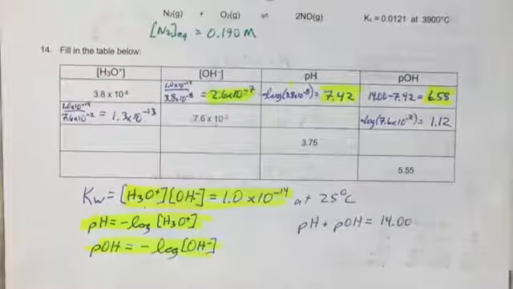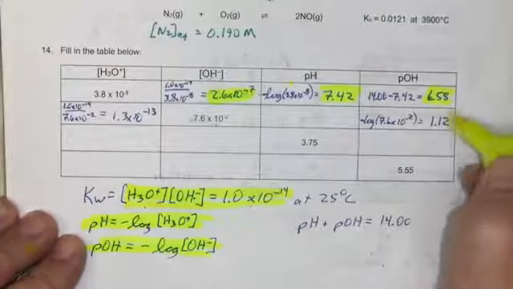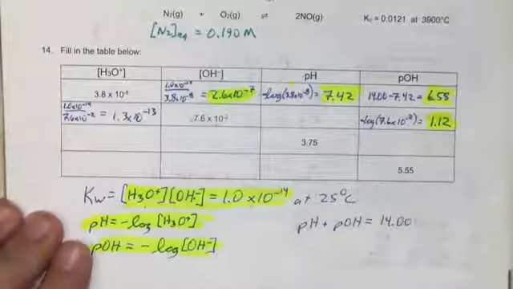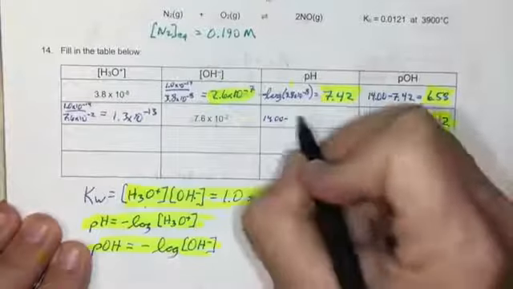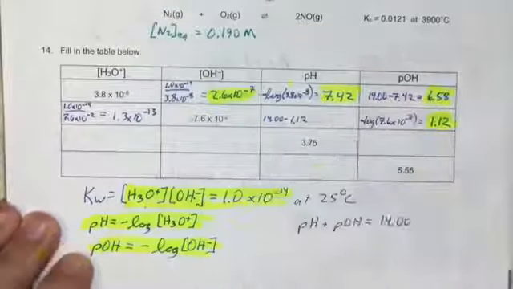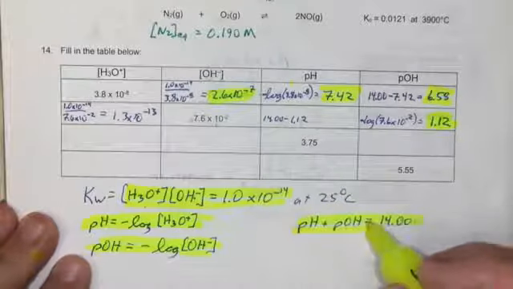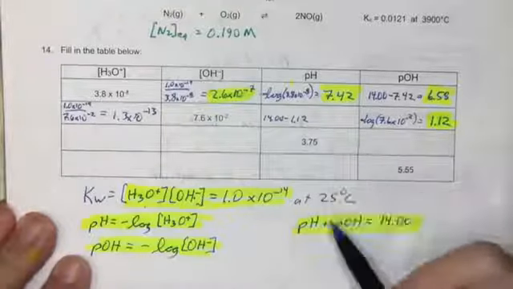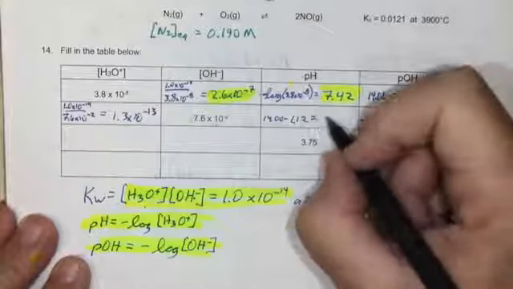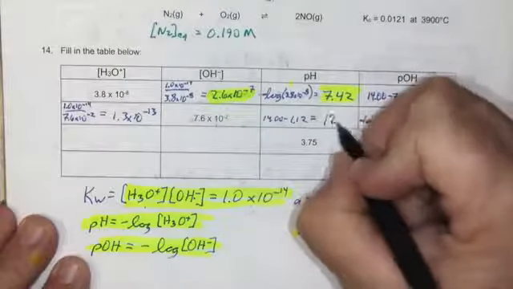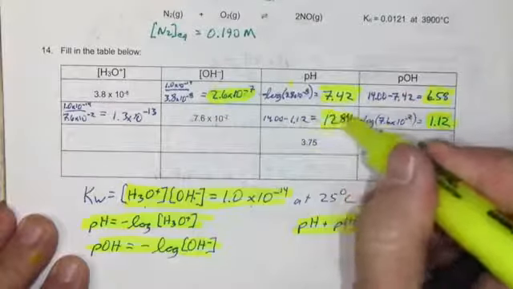Now, once you know the pOH, the easiest way to get the pH is to subtract pOH from 14. pH is 14 minus pOH, 1.12. pH plus pOH, this is the third relationship you need to know. pH plus pOH, they always add up to 14. So 14 minus pOH equals the pH. The pH is 12.88.